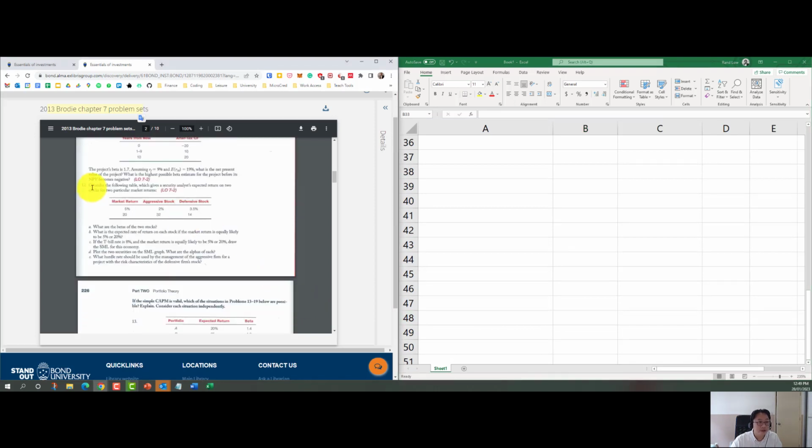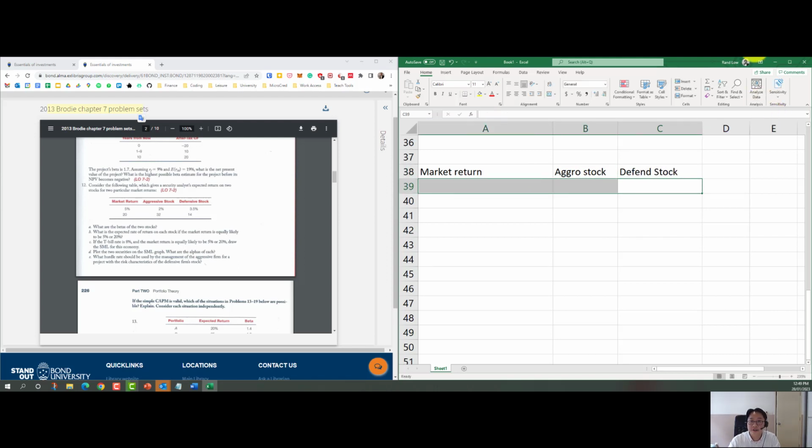Okay, so consider the following table which gives a security analyst's expected return on two stocks for two particular market returns. We have this table with market return, aggressive stock, let's call it A stock or aggro stock, and defense stock. Then we have percentages here: 3.5, 2, 5%, 20, 32, 14.